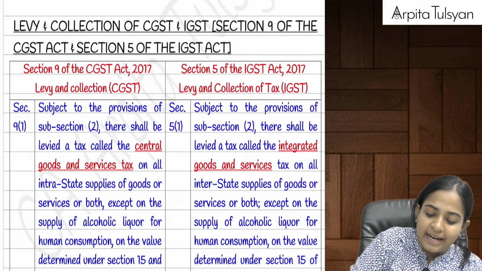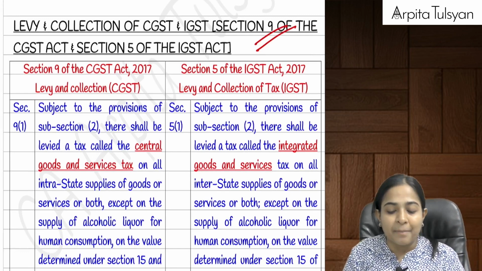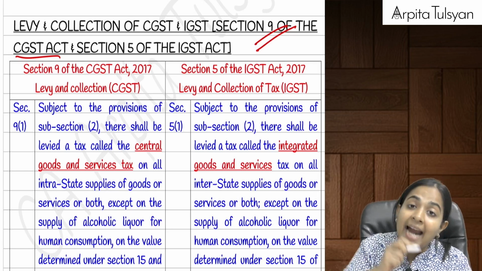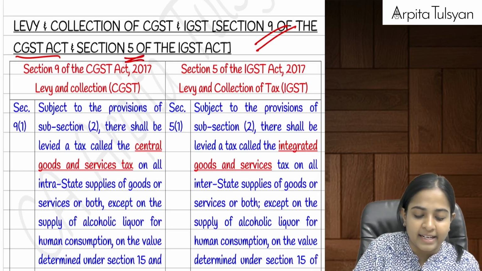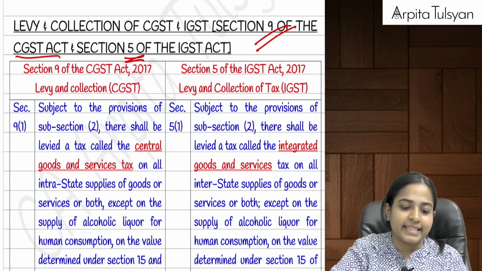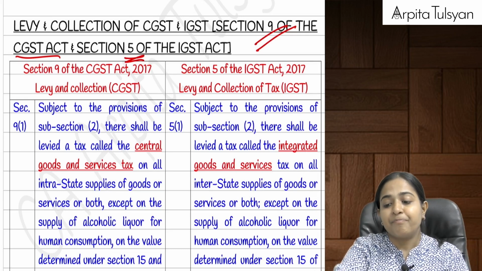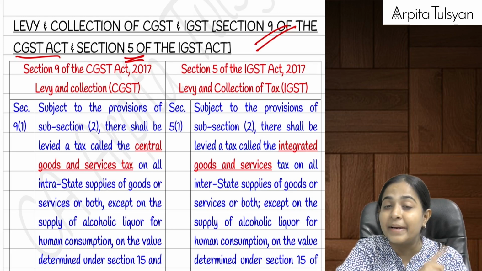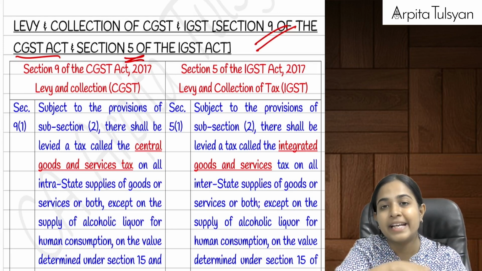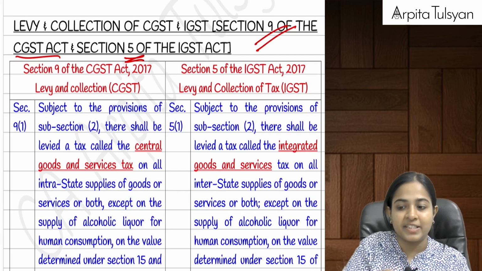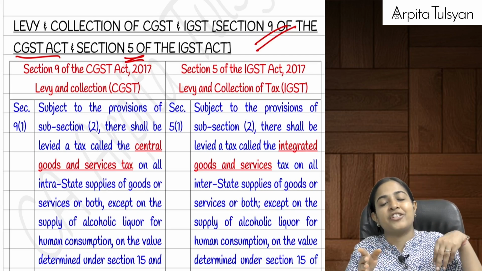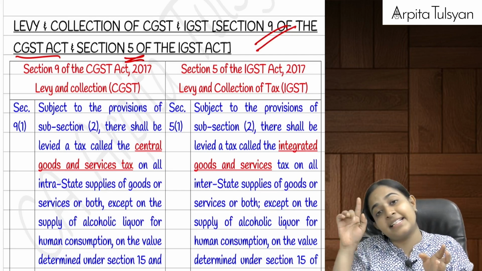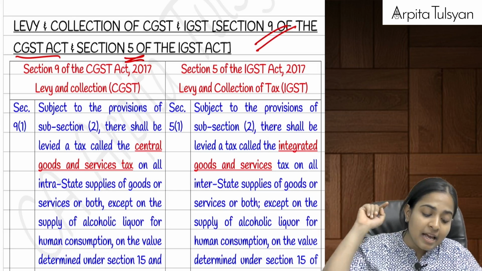Now I am starting with section 9 of the CGST Act, and correspondingly section 5 of the IGST Act. Are you clear till here? Section 7 we did supply, section 8 we did composite supply and mixed supply, and section 9 we are doing now. All these are of the CGST Act, and correspondingly, interstate supply is given under section 5 of the IGST Act.